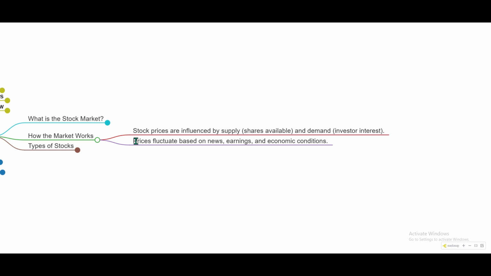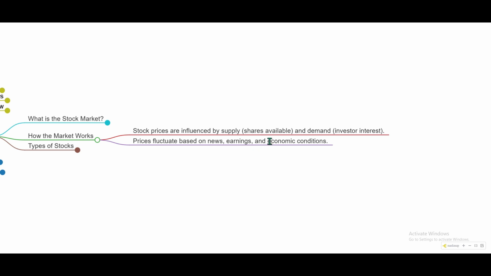Now prices fluctuate based on news, earnings and economic conditions. Which are the factors that influence the prices? News, for example. If some negative news about a company comes in the newspaper, the very next day the stock price of that company will fall. Then what are the earnings? Quarterly reports, annual reports, all these things also play a big role in deciding the price of the company.